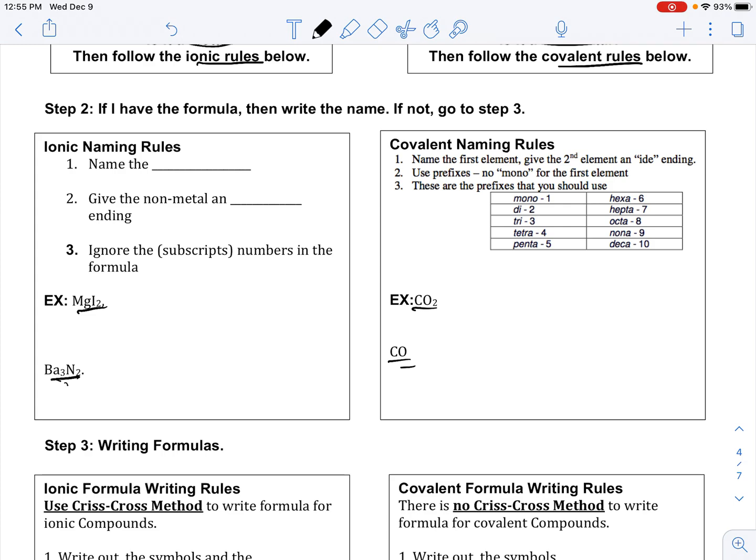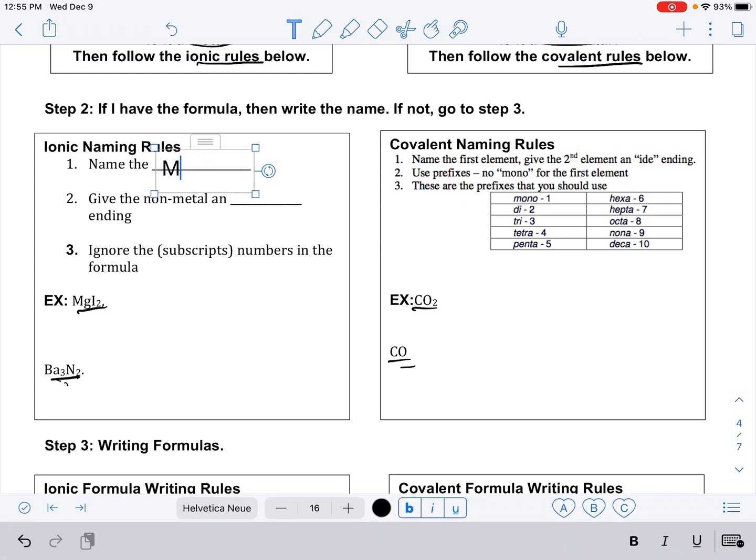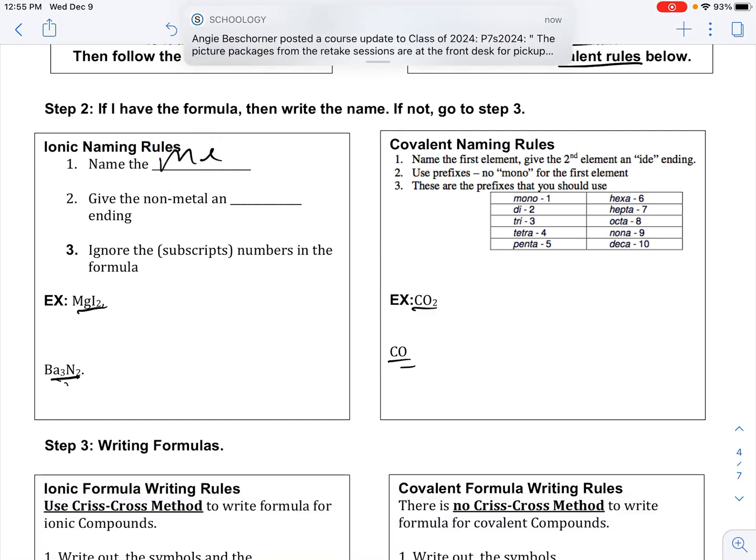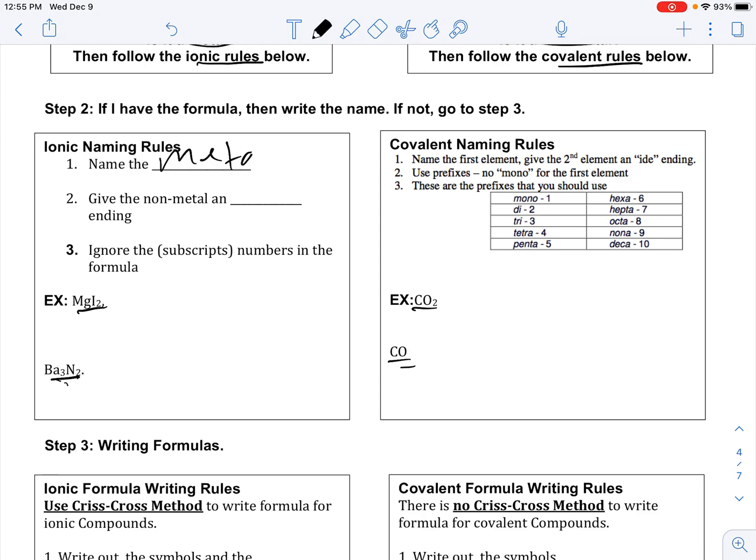naming. Okay, so the first thing that you do in ionic is you name the metal. You just say what it is. Metal. Give the non-metal an IDE ending, and then you ignore the subscripts at the bottom. So I just look at what is Mg. I name the metal. It's magnesium. What's I? It's iodine with an IDE ending, which is iodide.